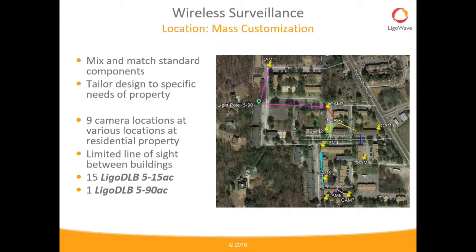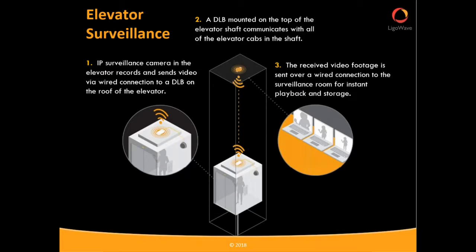So in this particular case, we had 9 cameras, and we were able to do this with a total of 16 access points, using one of those 590s, and everything else we used just the standard 515 AC.